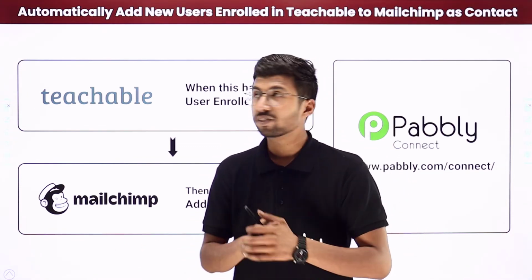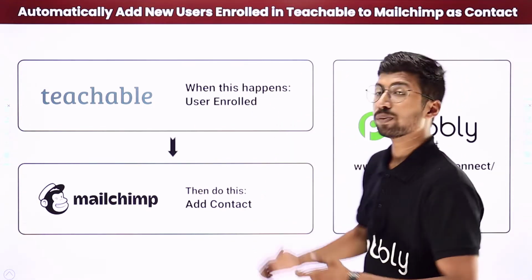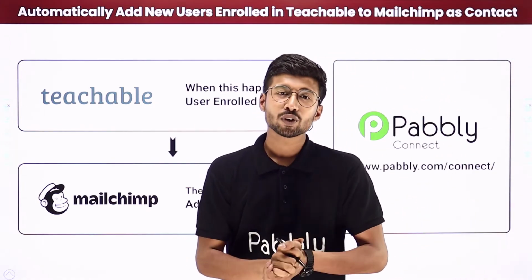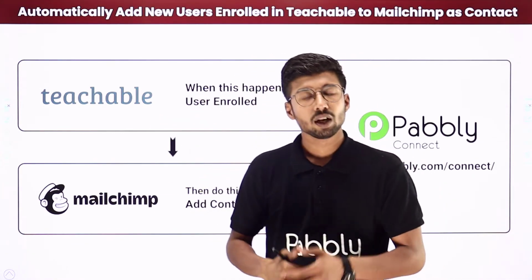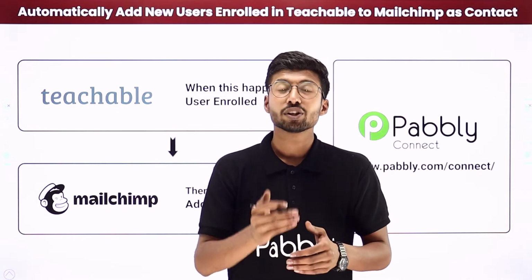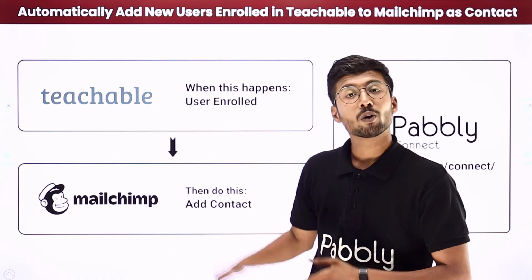So the topic for today's video is automatically add new users enrolled in Teachable to Mailchimp as contact. Now suppose guys you are an online educator and you are using Teachable to sell your course online. Now every time you enroll a student in your Teachable course, you also want to add that very same person in your Mailchimp contact list.